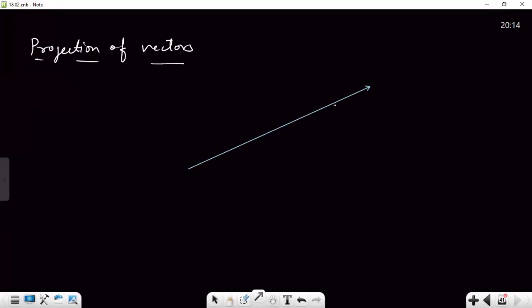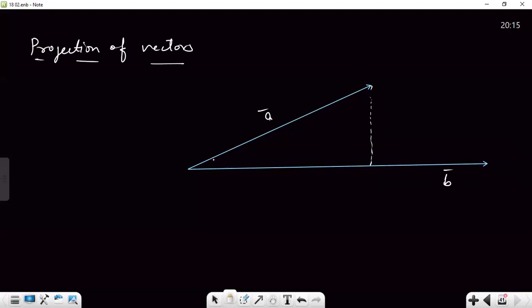Let me say that this is a vector and this is another vector. This is the A vector and this is the B vector. If I project A vector on B, let me say the angle between them is theta. Then this portion, till here, is known as the projection of vector A on vector B.